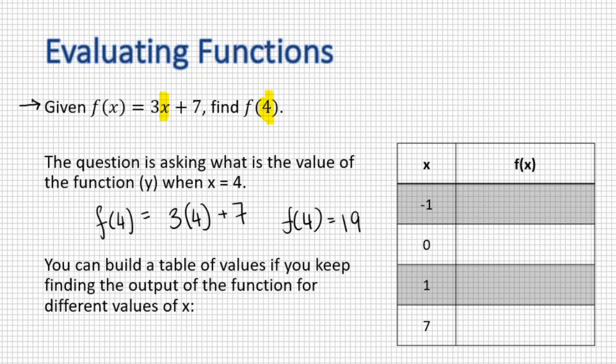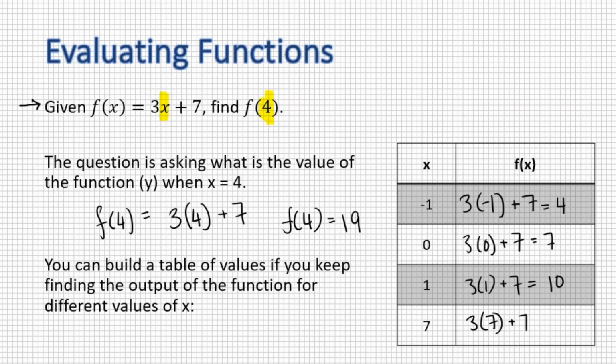You can build what we call a table of values. So before it was x and y, now it's x and f of x. Doesn't really matter. But you just keep replacing x with the value that you want. So for the first one, if x is negative 1, 3 times negative 1 plus 7 equals 4. And then so on and so forth. 3 times 1 plus 7. And you'll notice those are all in a row, these 3 numbers, and then I skip to the number 7 because it doesn't really matter what you do.